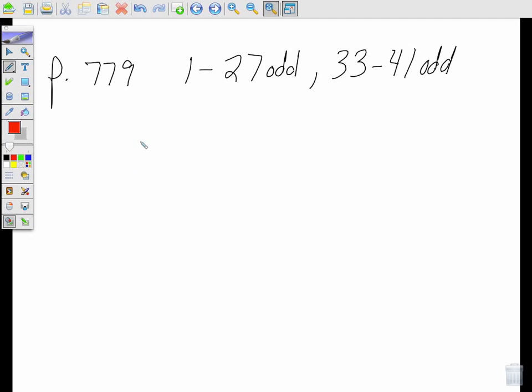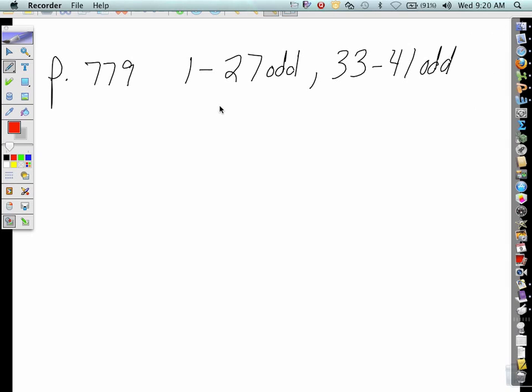And finally here, this is your assignment for the sequences and limits going to infinity.